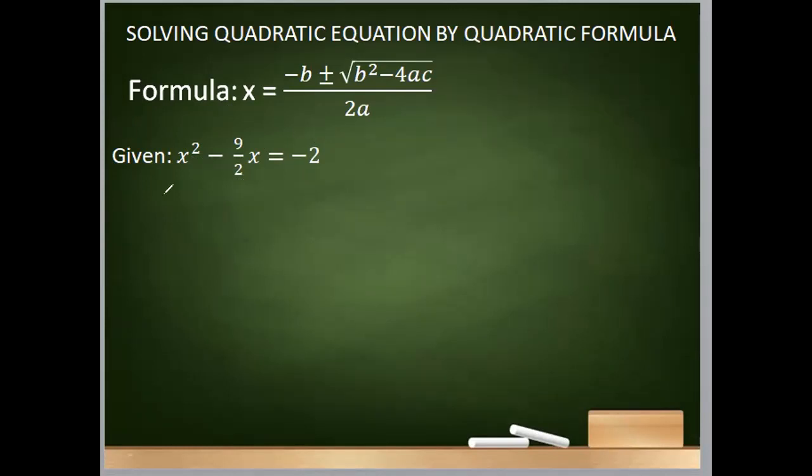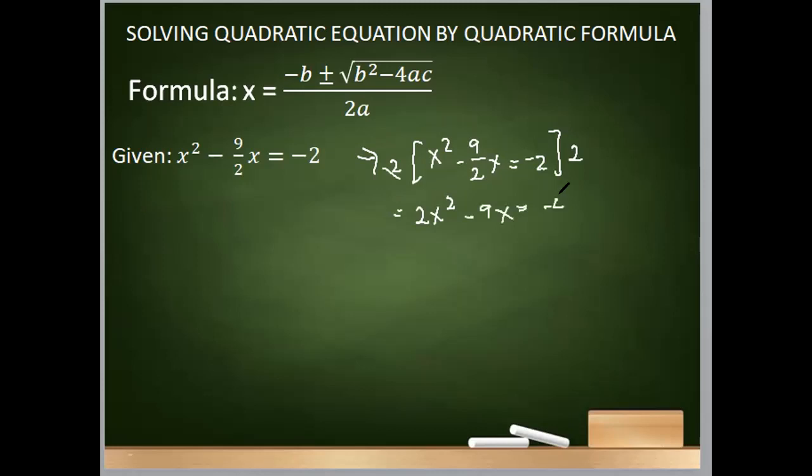Okay, so sulat po muna natin x squared minus 9 over 2x is equal to negative 2. Multiply both sides by 2. Okay, so 2 times x squared is 2x squared. 2 times negative 9x is negative 18x divided by 2, or cancel this out na lang po. Magiging negative 9x na lang is equal to negative 2 times 2 is negative 4. Okay, so let's simplify this.